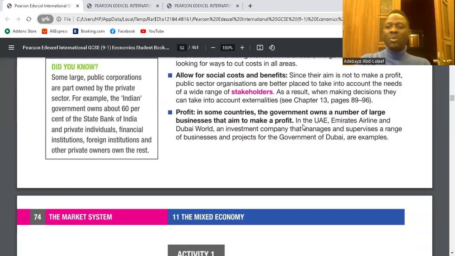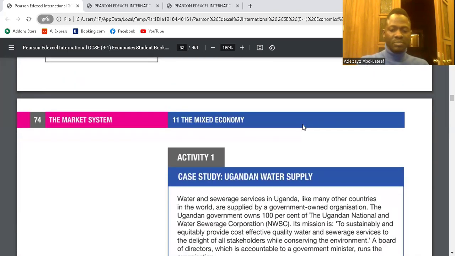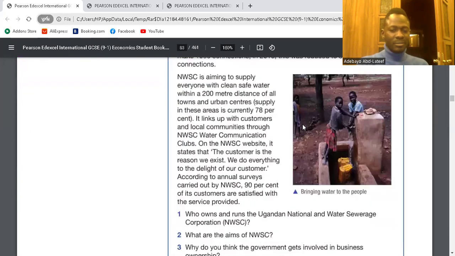Profit is on countries. The government owns a number of large businesses that aim to make profits. Like the Emirates airline, it's owned by government, but it is for profit making. So there are some government organizations, government parastatals, that still aim to make profit, because it increases the revenue of the country. Any question about that?